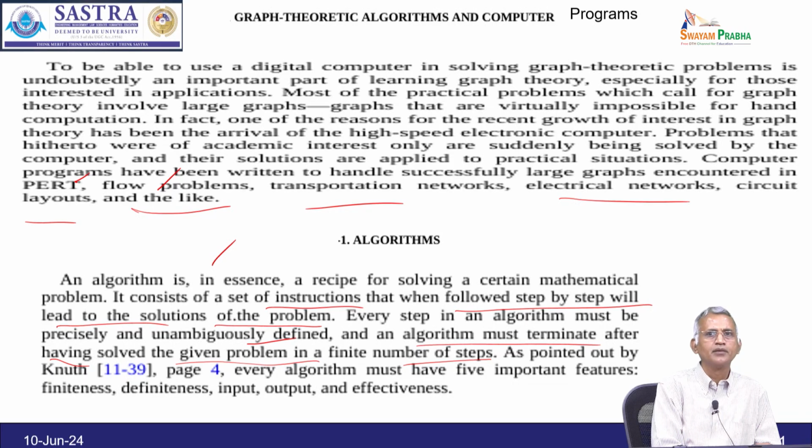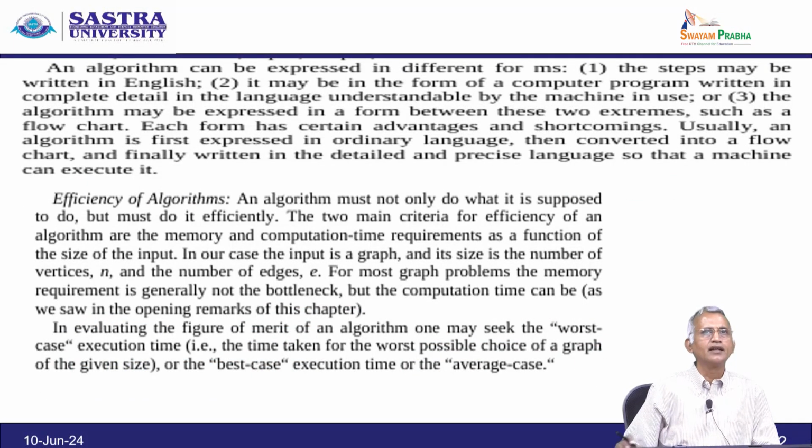As pointed out in the books referred to, every algorithm must have five important features: finiteness, definiteness, input, output and effectiveness. So, these five points are important for designing the algorithm. An algorithm can be expressed in different forms.